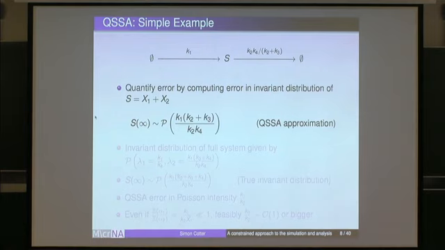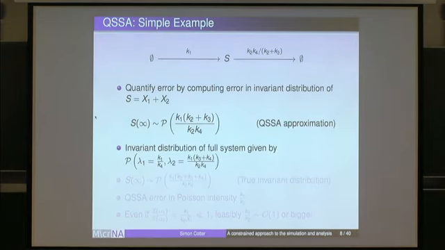So one thing that we could do if we wanted to quantify the error in the approximation that we've made using this quasi-steady state assumption is to look at the invariant distribution of this effective system and compare it with the invariant distribution of the slow variable in the full system. Okay, so that's exactly what we're going to do here. This is a birth-death system, and we can very easily find the invariant distribution for it. It's given by a Poisson random variable with intensity k1 times (k2 + k3) over k2 k4. So this is the approximation that we get using the quasi-steady state assumption.